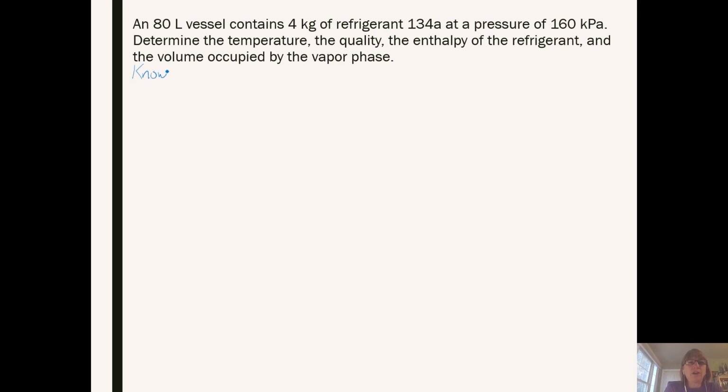So our known is basically we have a vessel that holds 4 kilograms of refrigerant 134A at a pressure of 160 kilopascals. Sometimes you don't put in many of the details, but we only have this one small sentence that we're looking at. Now we're looking at find.